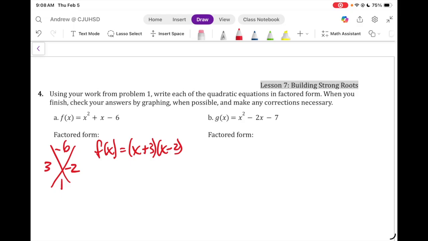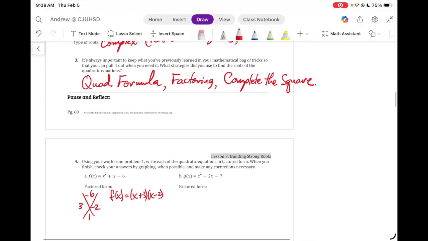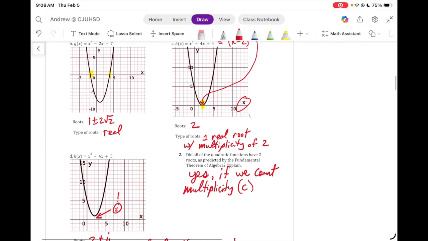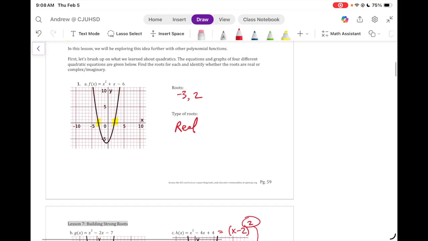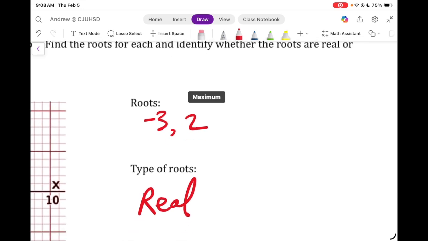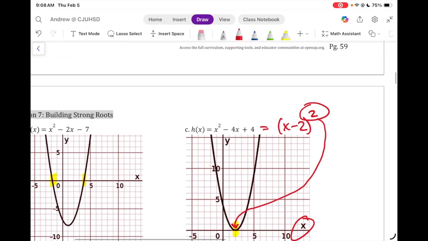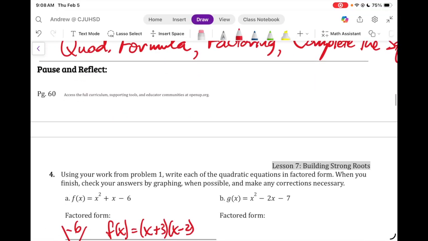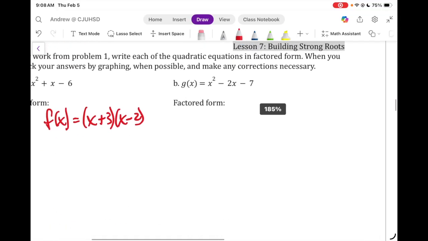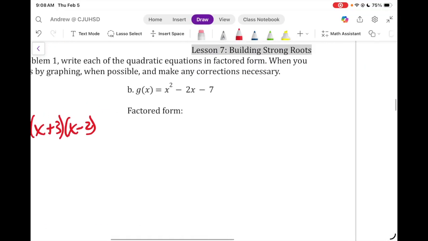No. Well, one thing to notice is that the roots are the opposite of what the factors are. So if you look back up here on number 1, the roots were at -3 and 2, but the factors are +3 and -2. That's not a coincidence. That's going to happen.